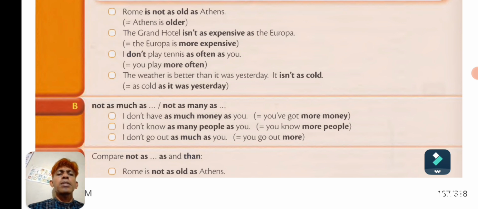There are some example sentences. First one: Rome is not as old as Athens. Athens is older. Second one: the Grand Hotel isn't as expensive as the Europa. It's not equal, the Europa is more expensive.